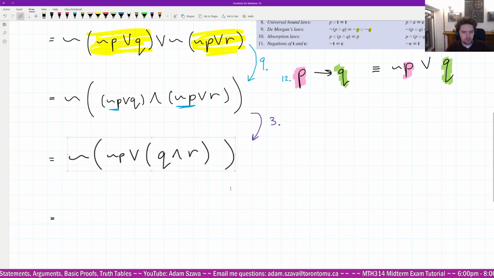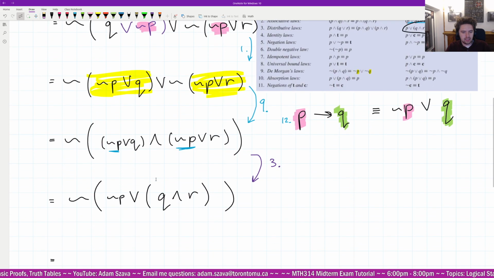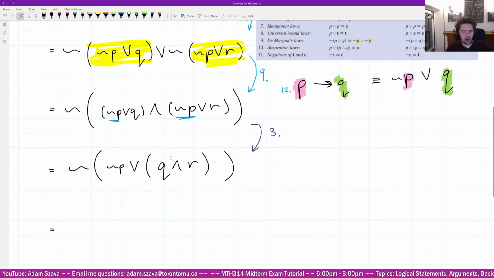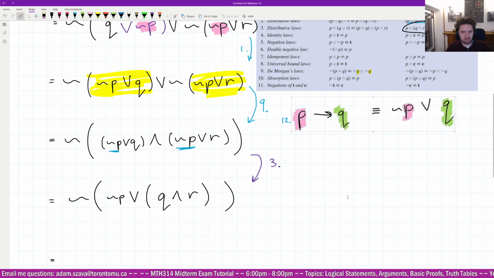Well, at this point, you want to look back at what you're trying to prove. You're trying to show that this is equal to this. And super similar forms, right? P implies Q and R, and it's this. Well, just remember this rule, right? Basically backwards.